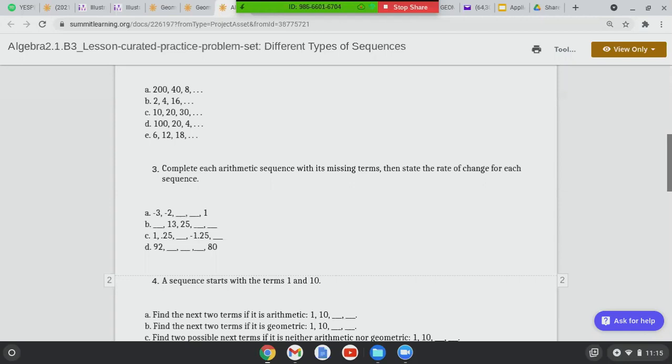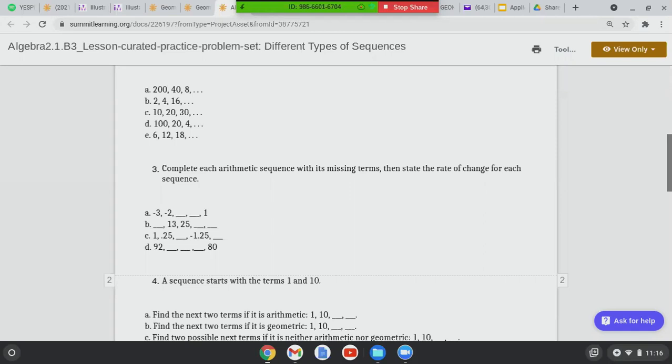So if we follow that pattern, what comes after -2? Because you give me $1, now how much do you owe me? 1. Yep. You give me another $1, and now what do you owe me? Nothing, right? Exactly. So therefore, the blank lines are -1 and 0. And again, the rate of change is +1. And remember to put the sign. The sign matters. So put +1.